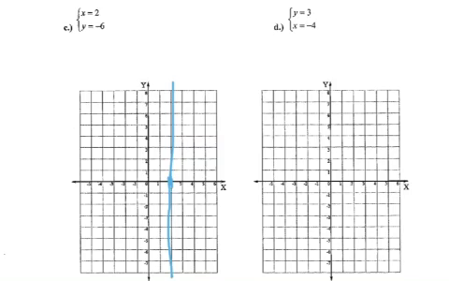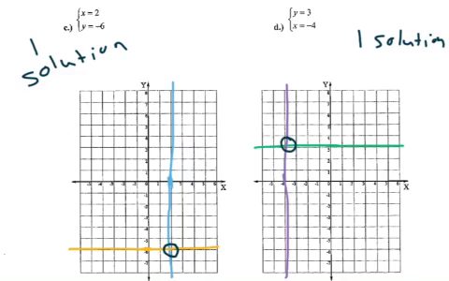Then I'm also going to graph the line y = -6, which is here when y is -6, and I'm just going to extend my line. Here I go. My lines intersect. Therefore, I have one solution. Why don't you try D on your own and see if you have one, infinite, or no solutions? Hopefully you got the answer of one solution because you have an intersection point.